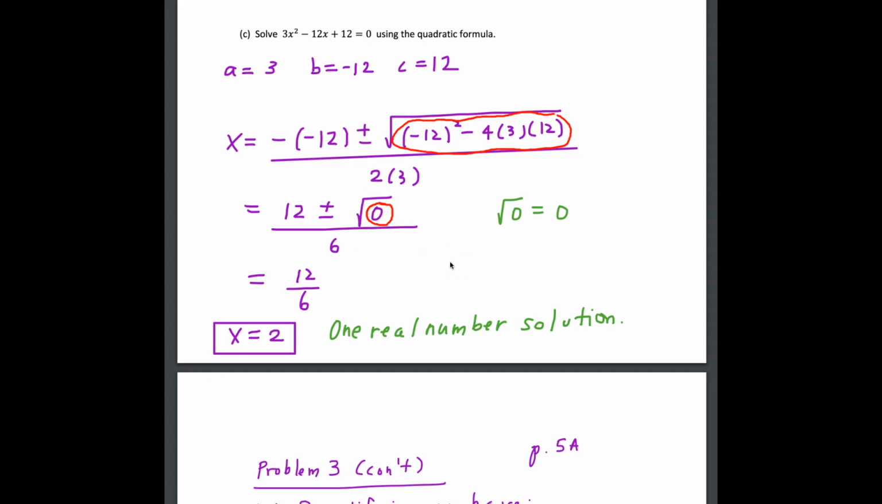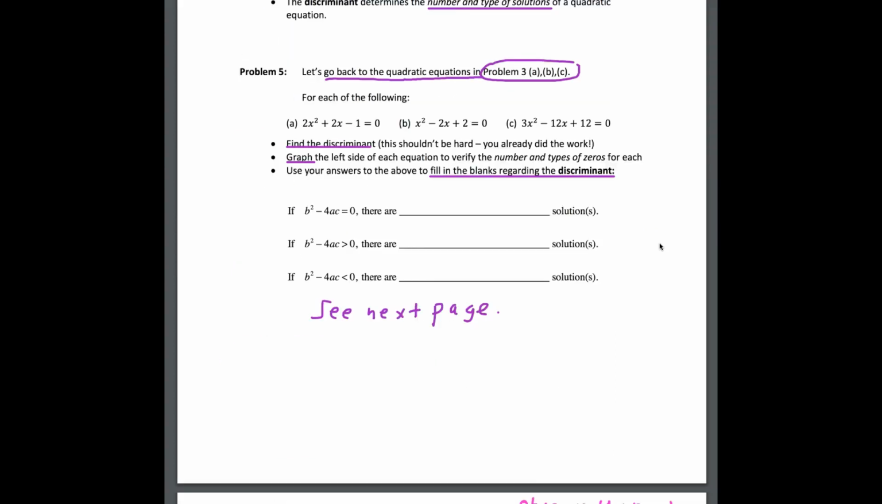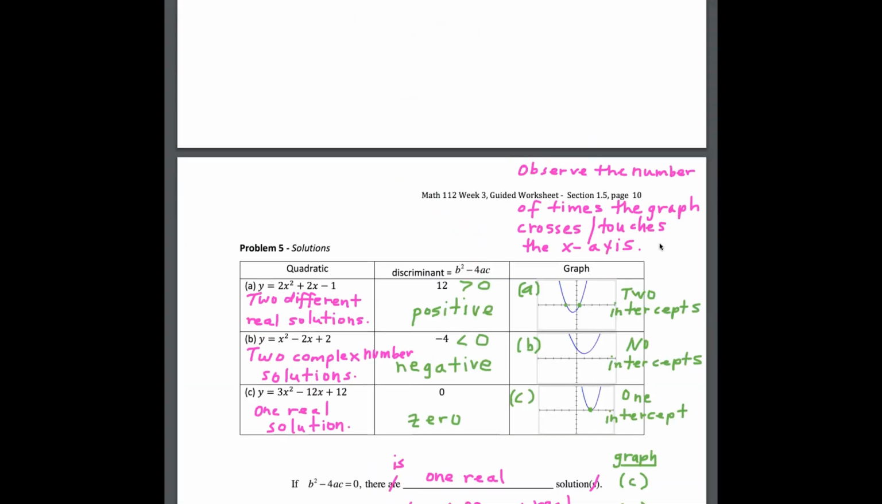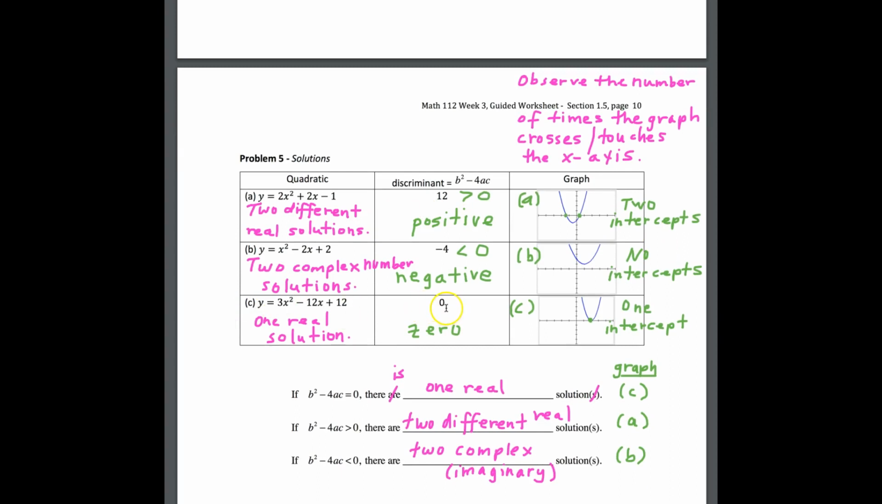So if we take a look at that in each case, that was for part C. I got a 0 for the discriminant. For B, I got -4. And for A, I had 12. So you notice the discriminant here is positive, it's negative, and here it was 0. Let's try to relate this information. If the discriminant was 0, what did we see? We saw one x-intercept. That corresponds to one real solution.